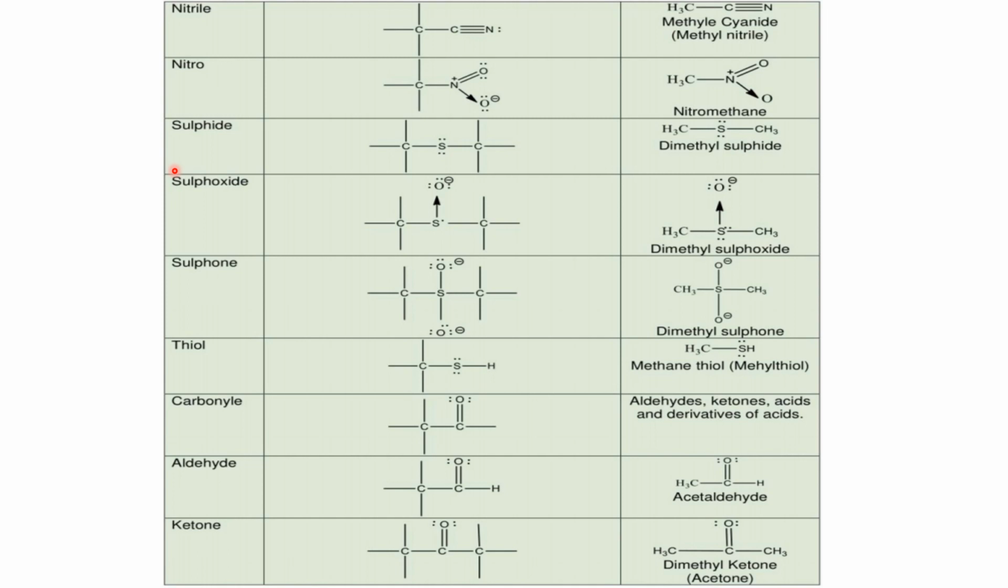Sulfoxide में we have an oxygen atom. Sulfone में दो ऑक्सीजन एटम होते हैं सल्फर के साथ अटैच. Thiol में we have SH group. Carbonyl में you all are already familiar with C double bond O. एल्डिहाइड में कार्बोनाइल के एक साइड पे H प्रेजेंट होता है, जबकि कीटोन जो है उसमें जो कार्बोनाइल कार्बन है वो सेंटर में होता है और उसके दोनों साइड्स पे कार्बन एटम्स प्रेजेंट होते हैं.